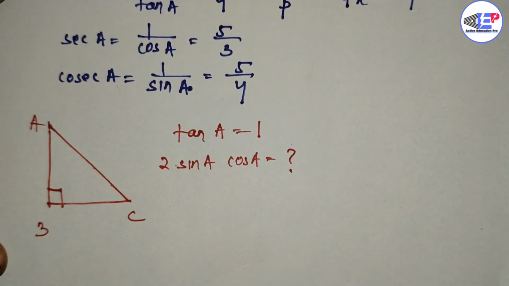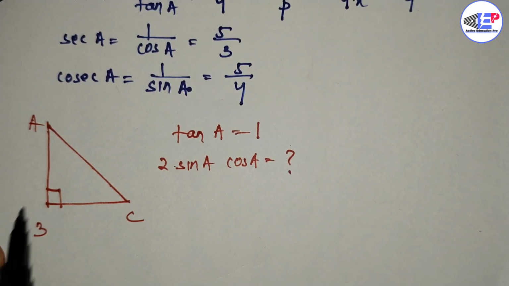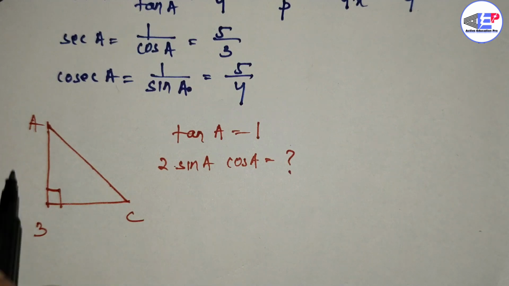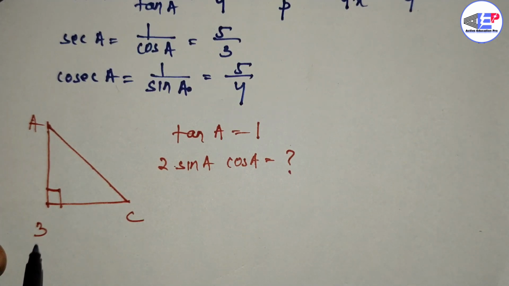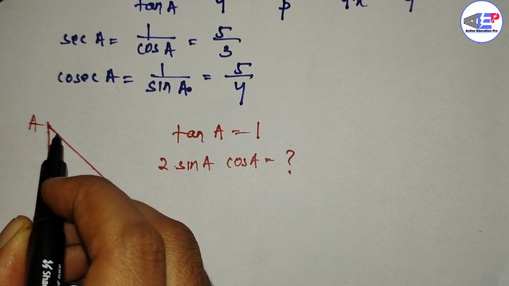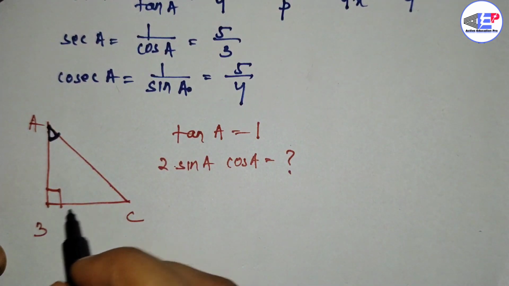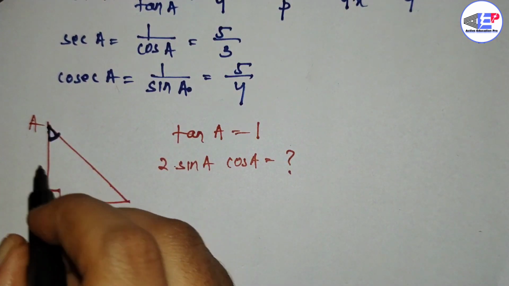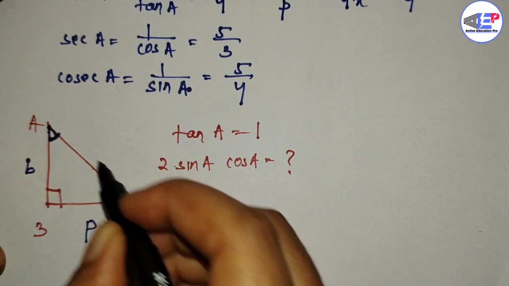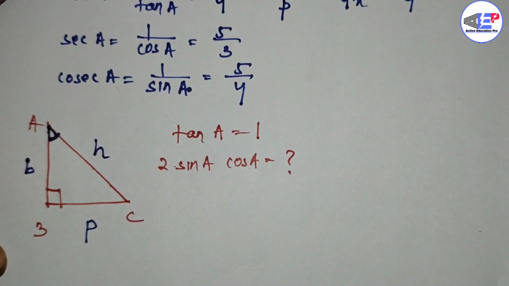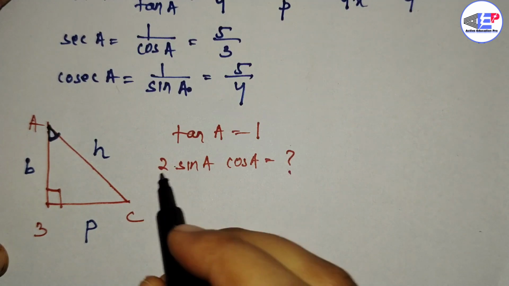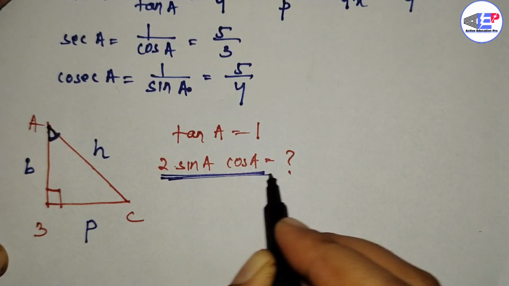This is another example I have taken from the same book, the class 10 NCERT mathematics book. The question is: ABC is a right angle at B, and tan A is 1. So this is the reference angle, this is angle A. The facing side is BC, this is the perpendicular, and the adjacent side is AB, this is the baseline, and AC is the hypotenuse. Now you have to find 2 sin A cos A.